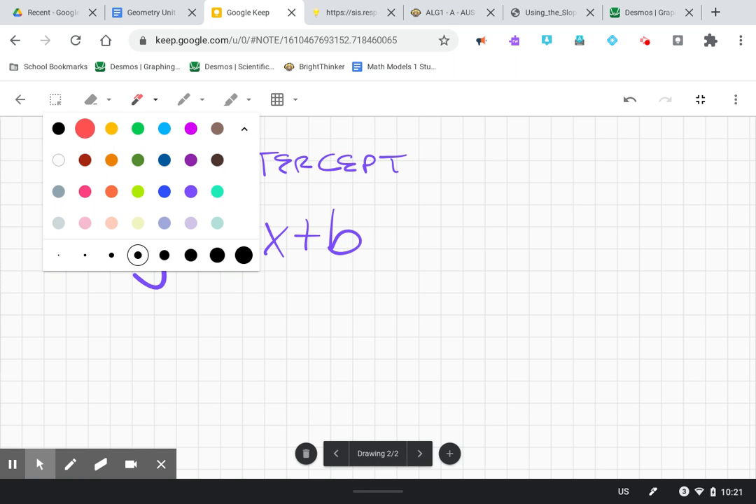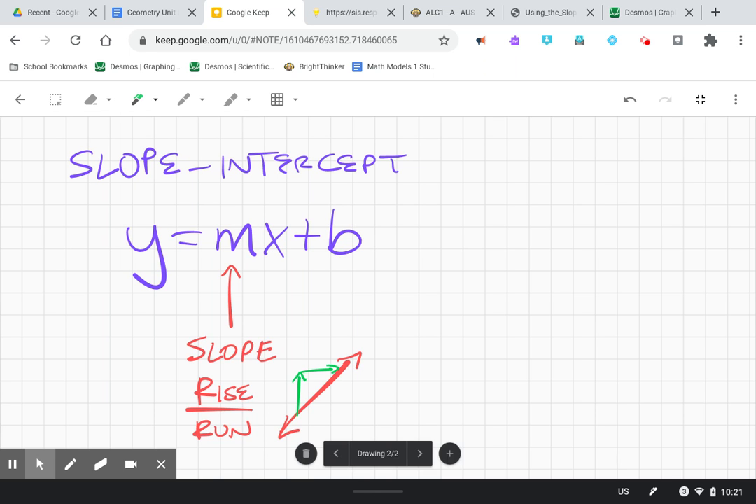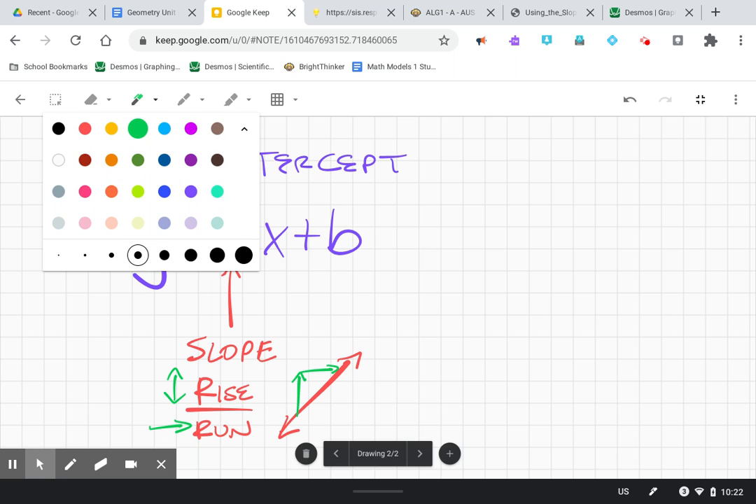So in this equation, the slope is right here. And if you remember, the slope is also known as the rise over run. In other words, when you look at the graph, it's how much the graph is changing up and over each time. So we have our rise and our run there. Rise being that, run being across. So remember that's what our slope refers to.